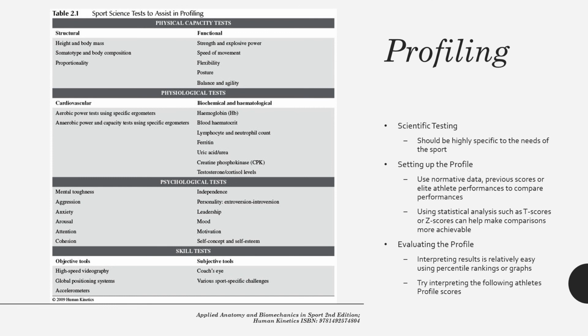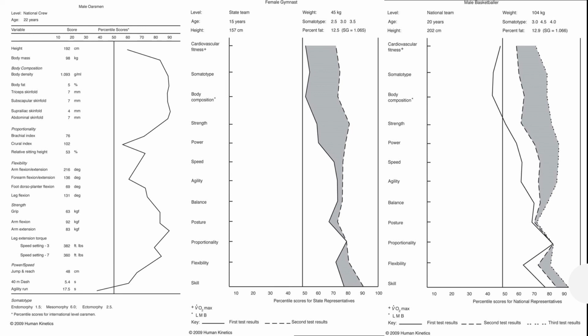Once you've set up your profile, you're going to evaluate it. You'll interpret your results. You can use percentile rankings or graphs, and I'll show you some graphs on the next page. And then you want to try to interpret these as such. So take a moment and try to interpret these athletes' scores. So these are 3 different athletes. On the far left, you have a male oarsman, so that's a crew athlete. In the middle, you have a female gymnast. And then on the right, you have a male basketball player. So looking at all of this data, try to figure out what this is actually saying about the profile of this athlete.